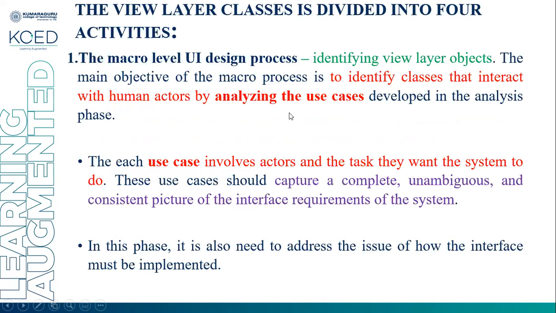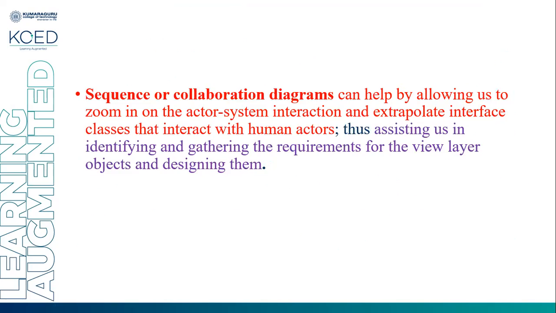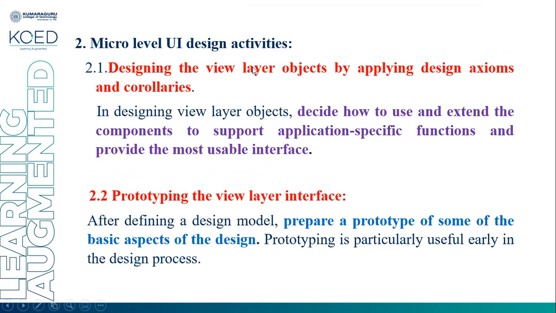Next, the macro level UI design process is mainly concerned with identifying the view layer objects. Second, the micro level UI design activities, which contain four steps. First is designing the view layer objects by applying the design axioms and corollaries. When designing view layer objects, decide how to use and extend the components to support the application-specific function and provide the most usable interface. Second, prototyping the user interface.